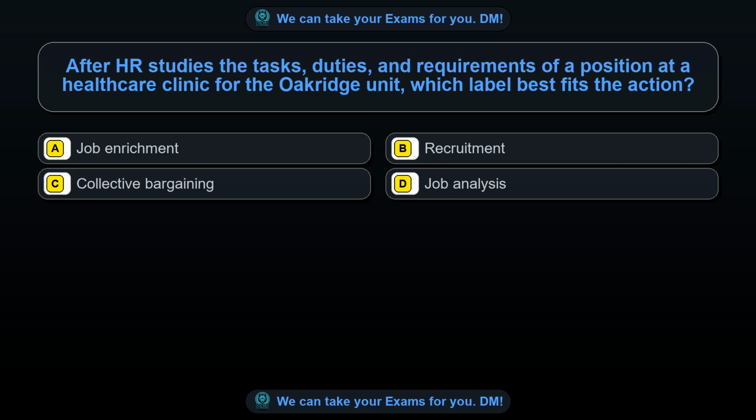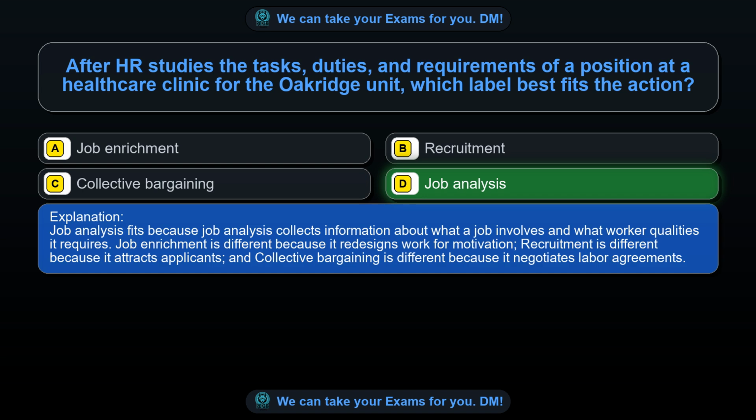Question 69. After HR studies the tasks, duties, and requirements of a position at a healthcare clinic for the Oak Ridge unit, which label best fits the action? Option A, job enrichment. Option B, recruitment. Option C, collective bargaining. Option D, job analysis. The correct answer is option D, job analysis.